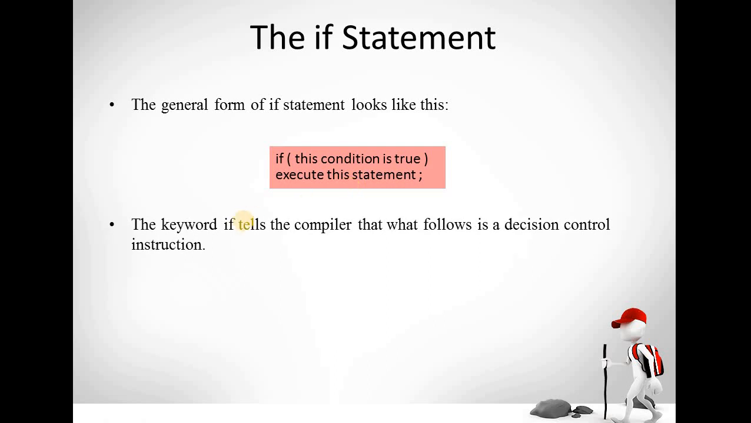The keyword if, this is talking about this if keyword. This is not a part of a sentence like "if". It is not like that. It indicates this if keyword. The keyword if tells the compiler that what follows is a decision control instruction. This keyword informs your compiler that whatever comes after this keyword is a decision control instruction.